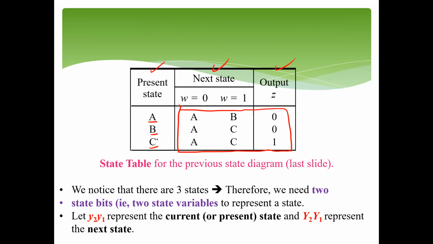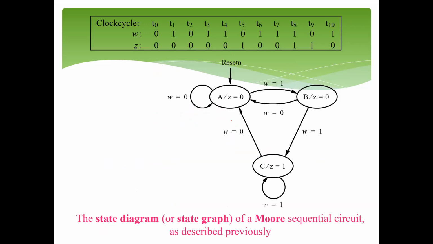If I'm at B, if I get 0, I go back to state A. If I get 1, I go to state C. State C, if I get 0, I go back to A. And if I get 1, I go to C. If these are side by side, it's going to be easy to see.